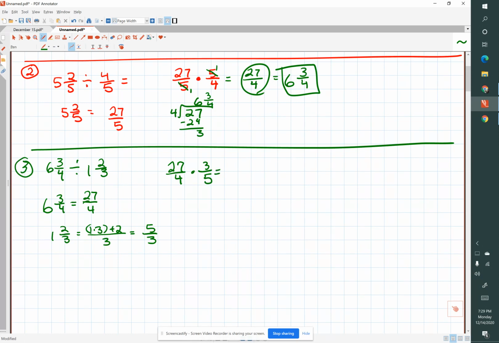There's nothing to simplify there, so we'll multiply across. 27 times 3 is 81. 4 times 5 is 20. Now let's convert that back into a mixed number. 20 goes into 81 4 times with 1/20 left over. So that's 4 1/20.